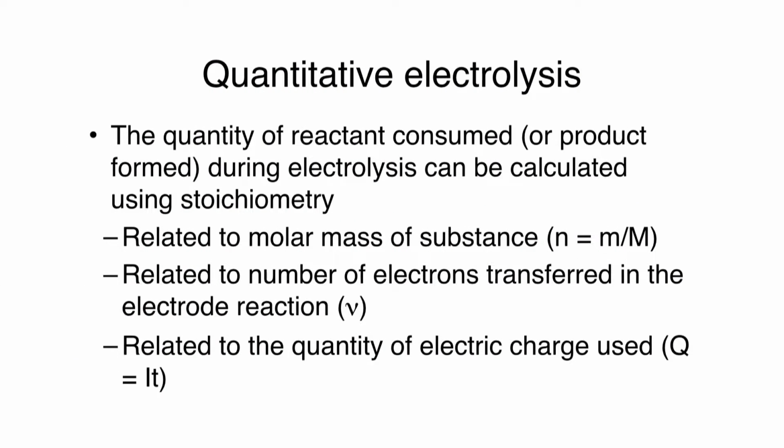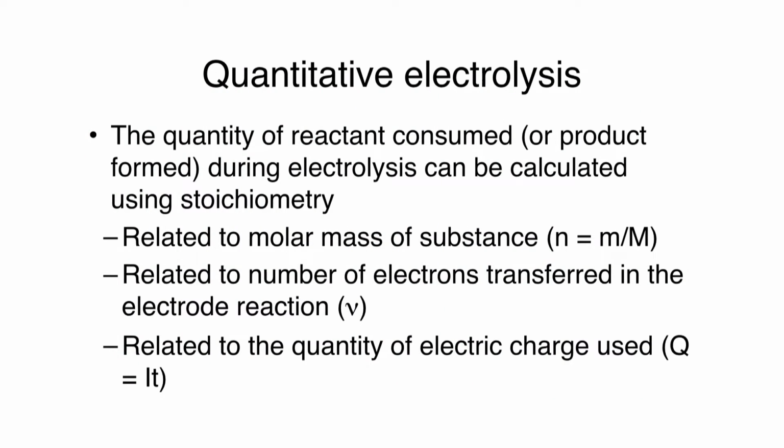Let me tell you a little bit about something called quantitative electrolysis. The idea behind quantitative electrolysis is you can actually figure out the amount of a reactant that you consume or a product that you create during electrolysis. Quantitative means amount, using stoichiometry. You say, all right, that's fantastic, but what's electrolysis? Electrolysis basically means that you take some kind of compound and you zap it. You apply electricity and you break it apart into its constituent elements.